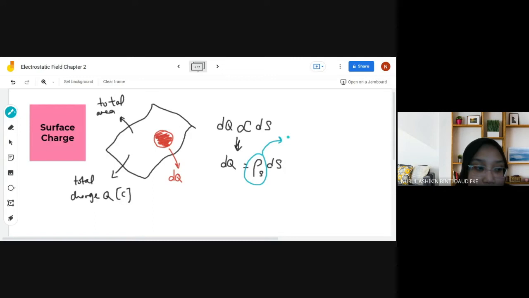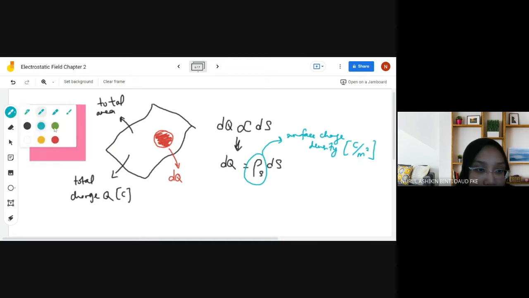Rho s here is referring to the surface charge density, which is going to be coulomb per meter squared. Why meter squared? Because we are dealing with a surface. So it is going to be coulomb over meter squared. Let's say that we want to calculate the total charge of this structure.